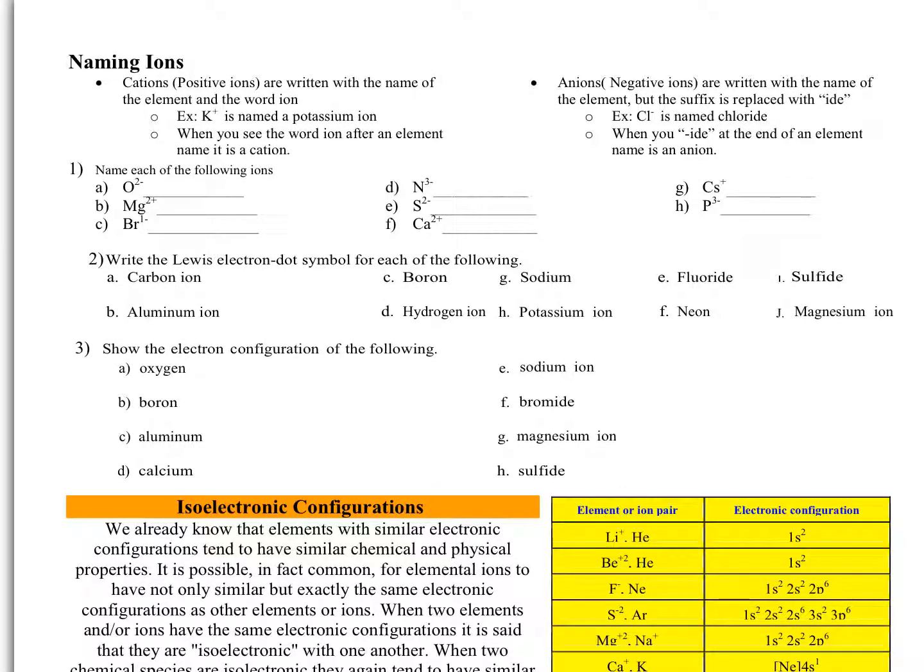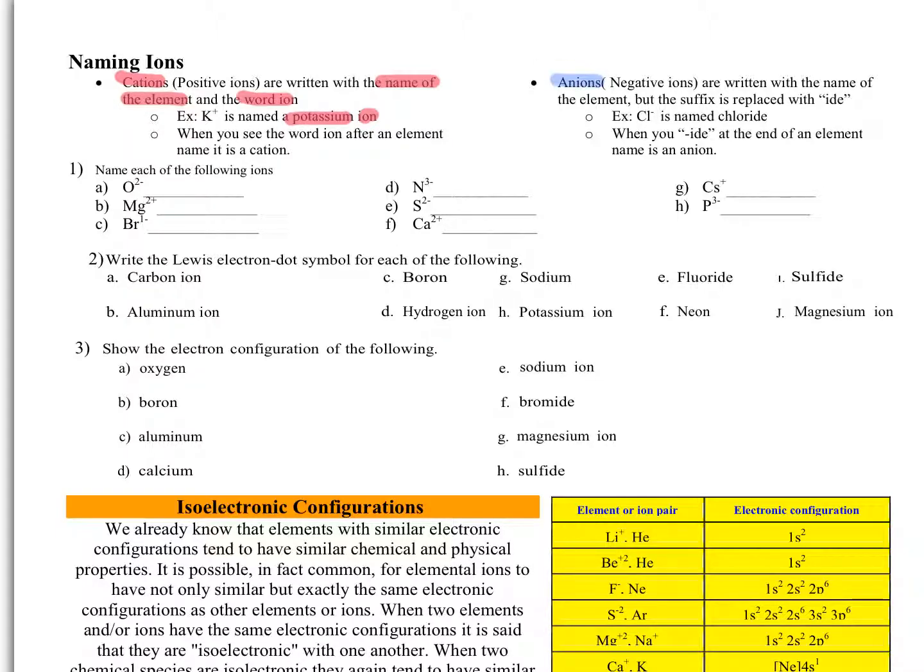Naming ions. Cations are the ones that are positive, and naming them is very simple. You name the metal, because cations are metals, and put the word ion after it. So for K+, we know it's an ion because it has a positive sign. It has a charge. So for a cation, you name it with the name of the element and the word ion. When you see the word ion after an element name, you know it's a cation.